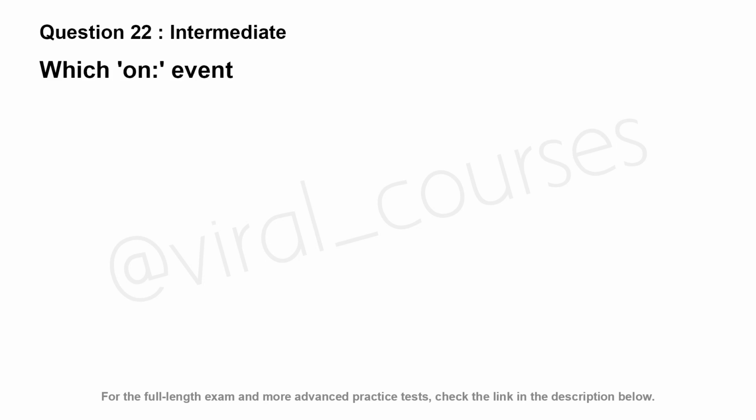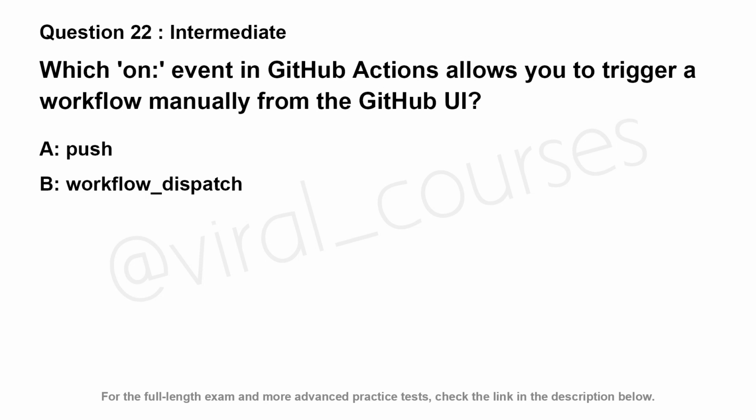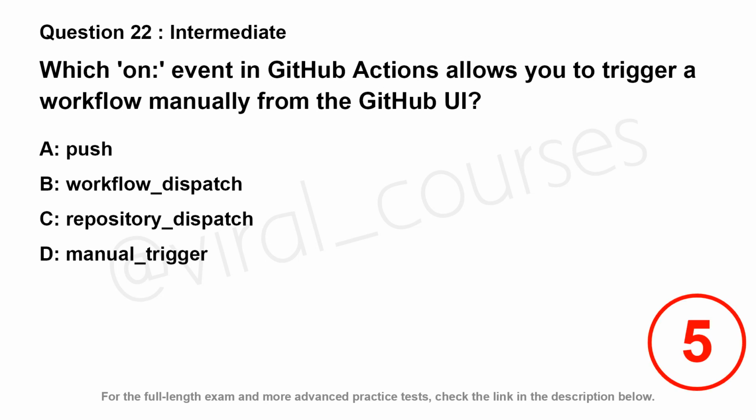Which on event in GitHub Actions allows you to trigger a workflow manually from the GitHub UI? Option A, push. Option B, workflow_dispatch. Option C, repository_dispatch. Option D, manual_trigger.